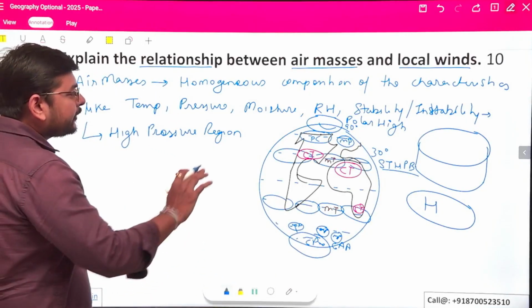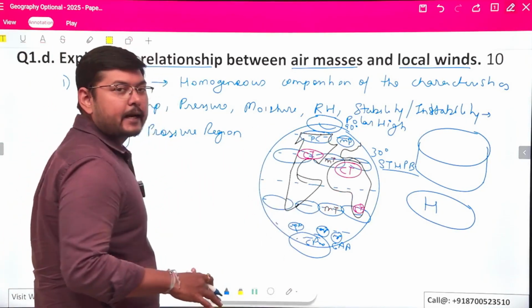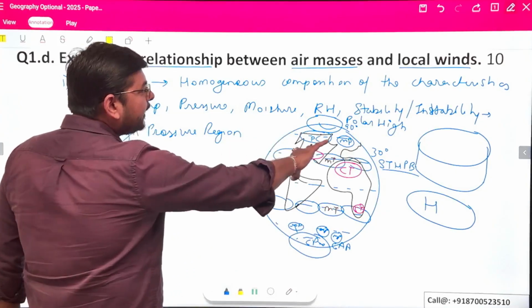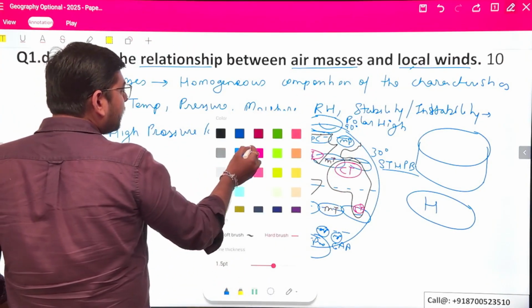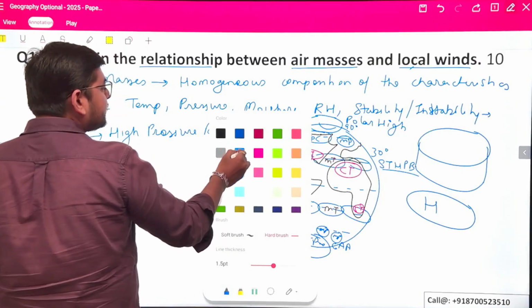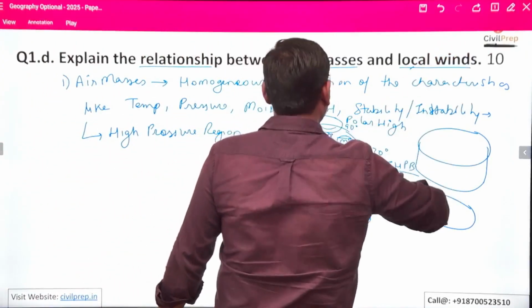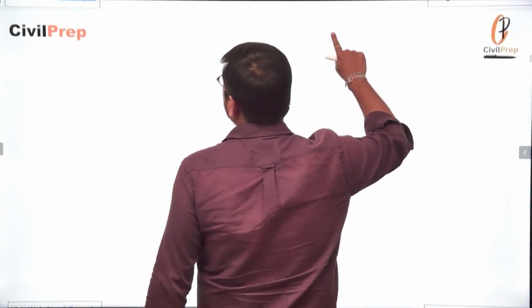Now, if I try to see how these conditions are interlinked with the local winds, I am moving to the next page. Then I'll interlink them. Okay.